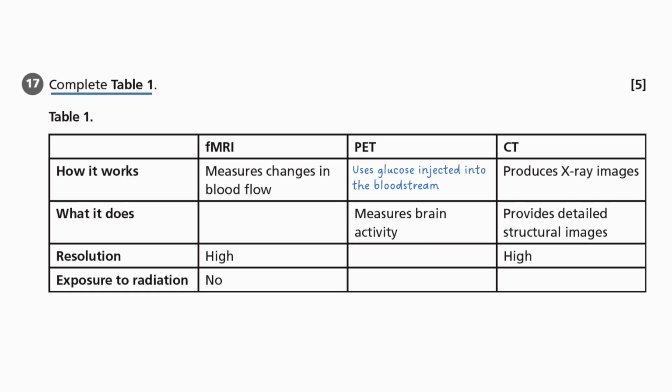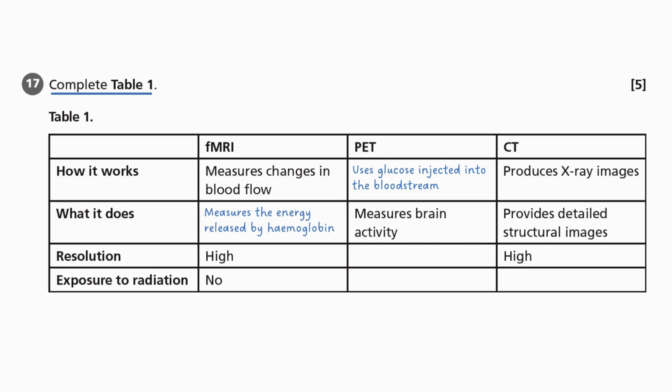What it does is the next one. So fMRI has got nothing written down. PET scan measures brain activity. A CT scan produces detailed structural images. So I've written measures the energy released by hemoglobin.